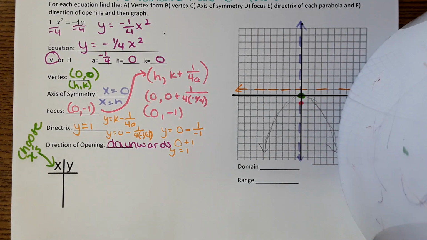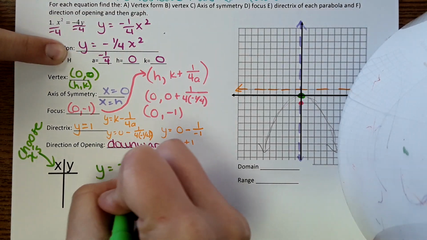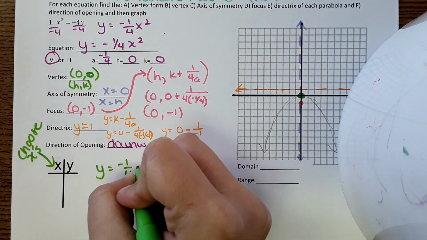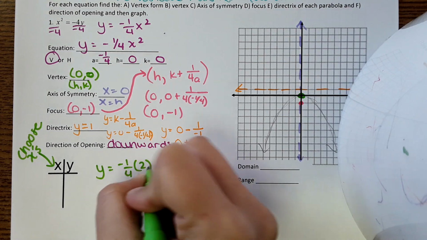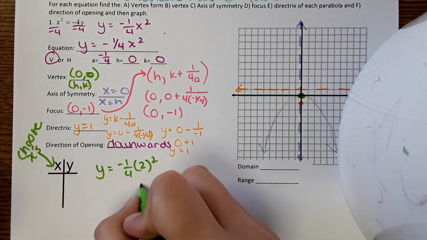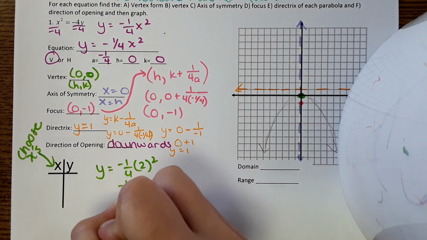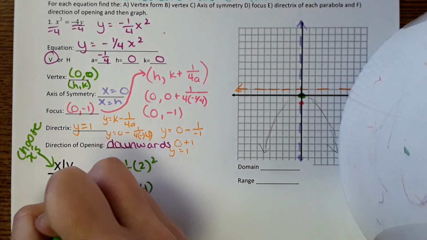Okay, when we choose x's, we're specifically going to choose ones that work in the equation y equals negative 1/4 x squared. So one of the values we might choose is 2. 2 is a good choice because when we multiply by negative 1/4, we'll just get y equals negative 1. So plug in 2, you get negative 1.